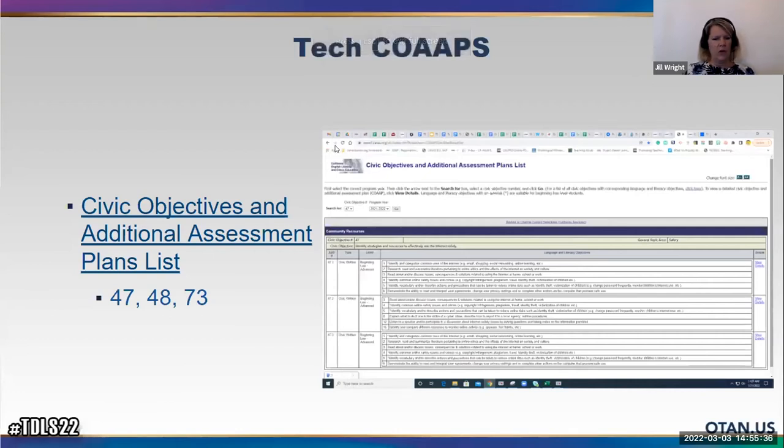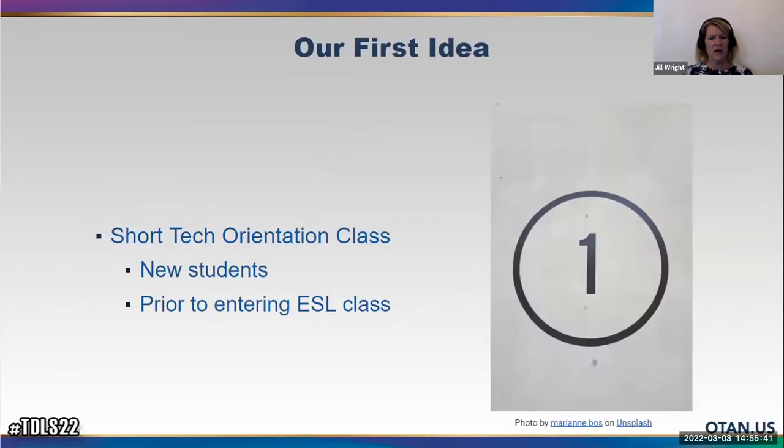All right, so here we were, civic objectives, additional plans list. Okay, back to our project. Our project had several iterations. Our first idea was a 30-hour face-to-face pre-class orientation for ESL students. And we would teach the tech that was necessary for class only. That would be face-to-face, then the students would go into their leveled classes and hopefully continue to use that tech.